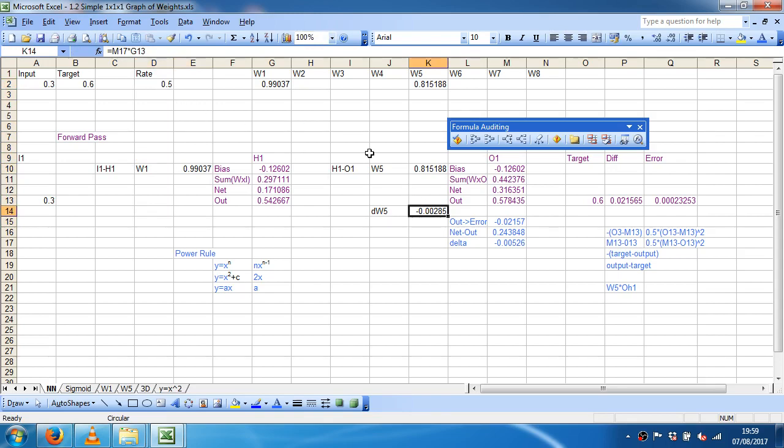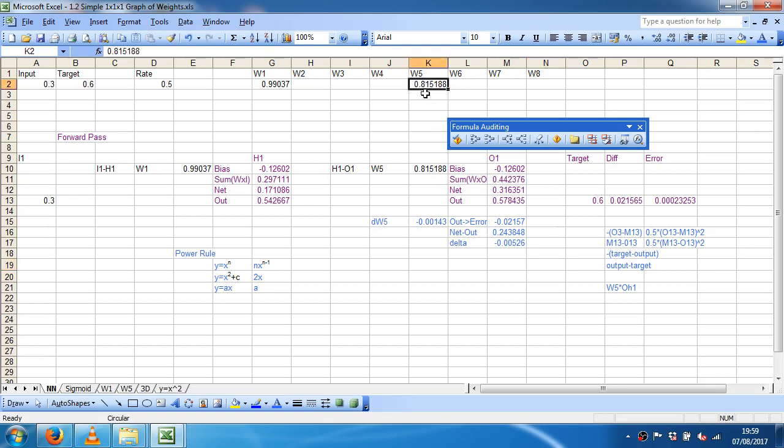I've just set this to 0.5, so I can just take that and multiply it additionally by that rate. And I'm going to hit F4, which will put dollar signs in front of that, which means whenever I copy this value anywhere, it won't move. I'm not quite sure I'm going to need that, but it's there just in case. I don't know why I put that quite so high up. I wanted to keep everything together. So there is my change in weight 5.